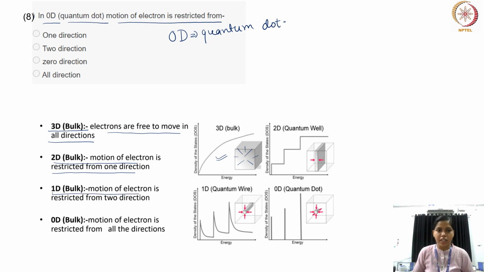In the one-dimensional case, the motion is restricted from two directions. We can consider a quantum wire, as you can see. So the motion of the electron is restricted from two directions. And when we are talking about the 0-dimension, that is the quantum dot, the electron is restricted from all the directions. It is also visible in the diagram here that the motion of the electron is restricted from all the directions. So for this question, option number D, that is all direction, will be the correct answer.